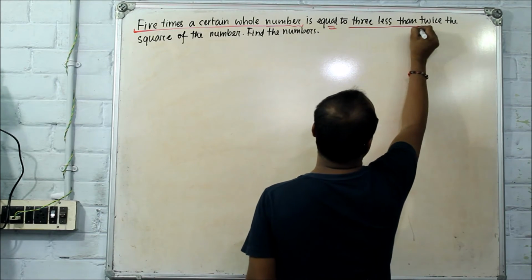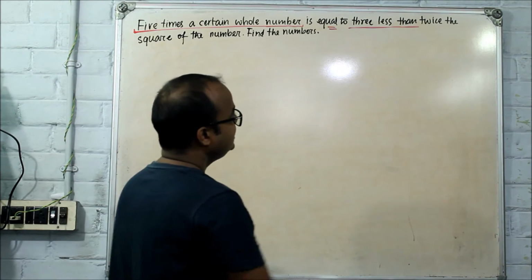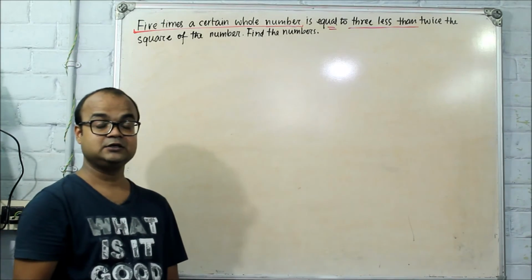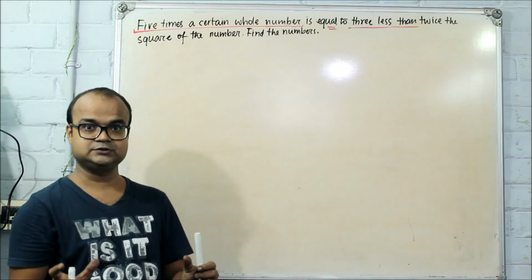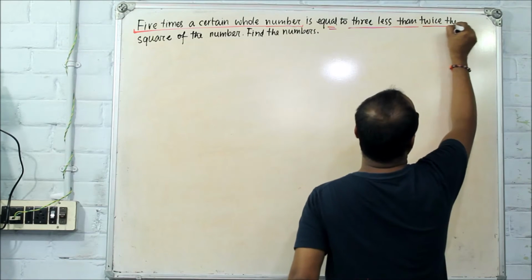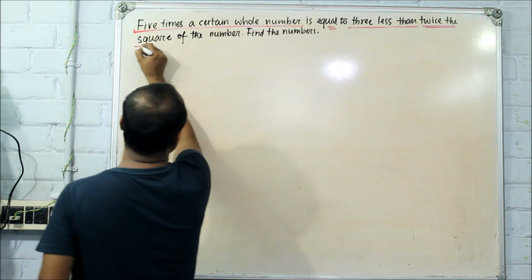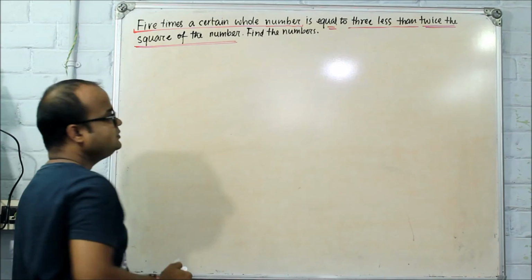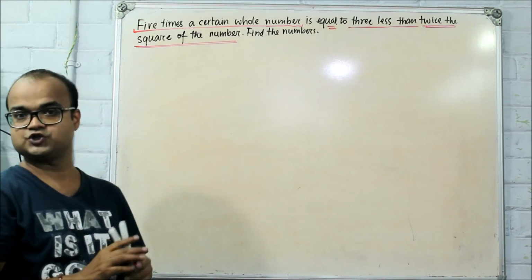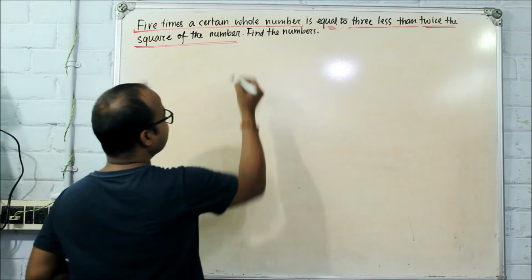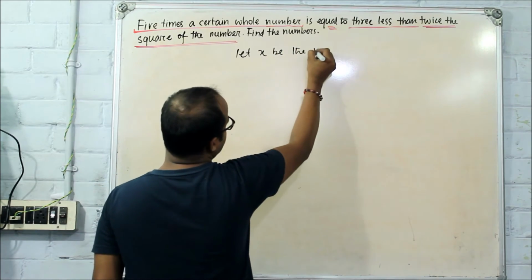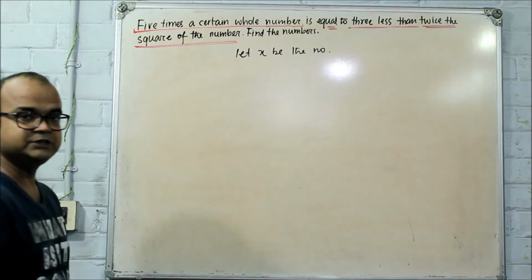3 less than, and once you come across the term greater than or less than, it means it is a difference of two terms or addition of two terms, twice the square of the number. What I have done, I underline the words which will form my equation. We have to find the number, so we consider, let x be the number.